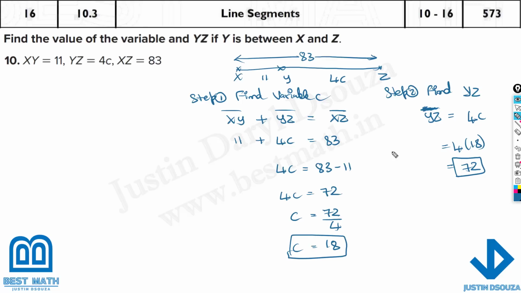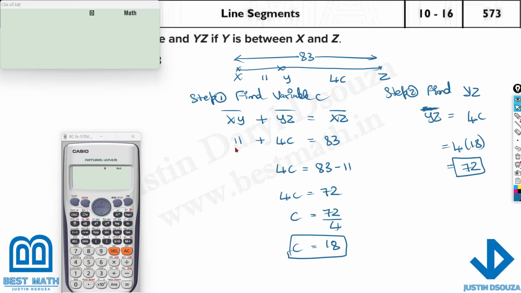Now you can also solve it in the calculator just from the substitution step. Here all you need to do is type this out to check the answer. 11 plus 4 times c. You cannot put c in the calculator, so you can put the variable x instead of c. That's the unknown variable. Equals is alpha equal to 83. Shift and solve and then press equal to. The answer is 18. And that's it. So this will be the answer.